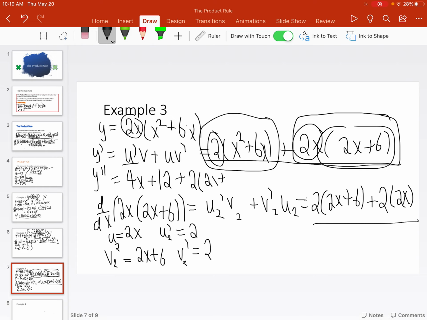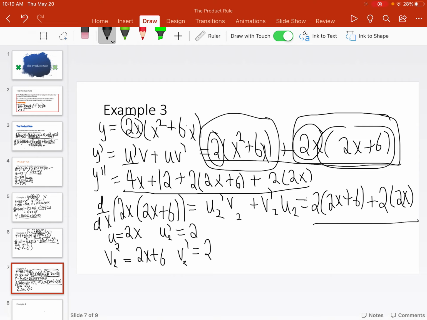So we've got 2 times 2x plus 6 plus 2 times 2x. There we go. We're done. You don't have to simplify it. It's good enough. So there we go.